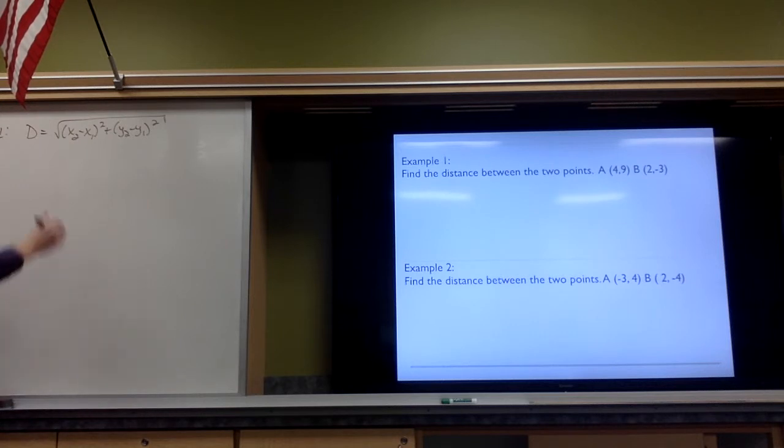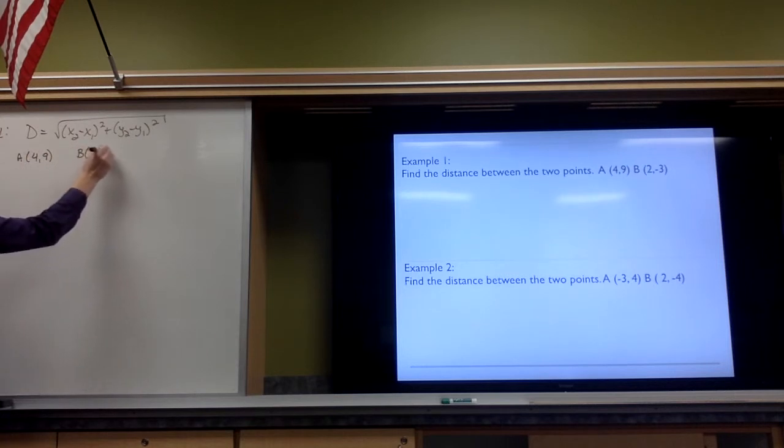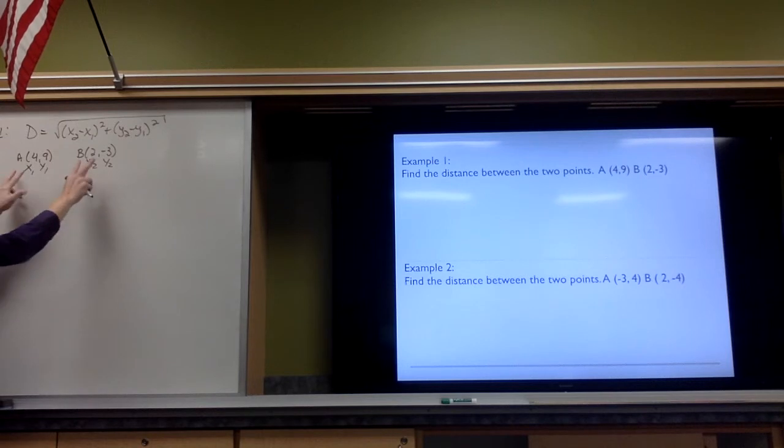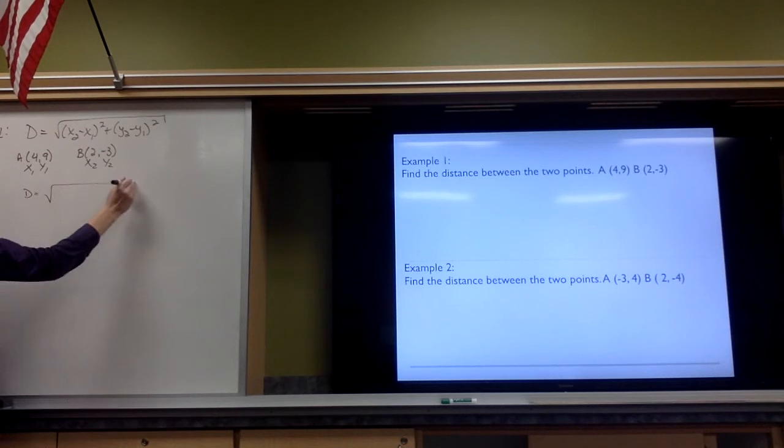So we want to find the distance between these 2 points: 4, 9, and this guy's 2, -3. My first step would be to label. If you're new to this concept, label things. I'm going to make this my first point, no reason why. So this is the first x coordinate, the first y coordinate. By default, these must be my second. Now I'm going to substitute these points into here. So here we go: 2 minus 4 squared, negative 3 minus 9 squared.